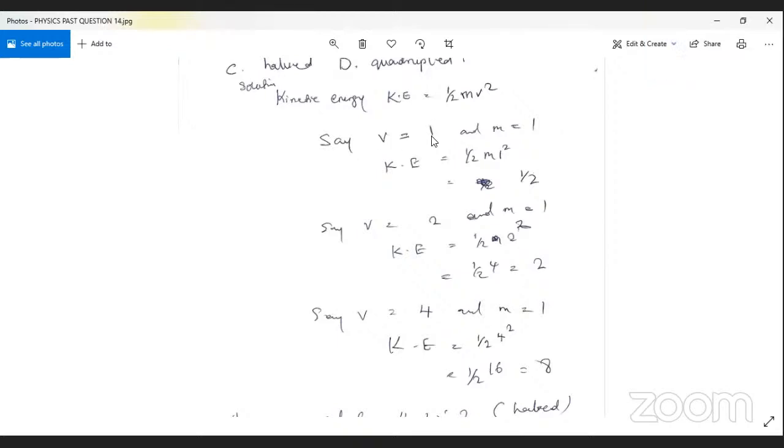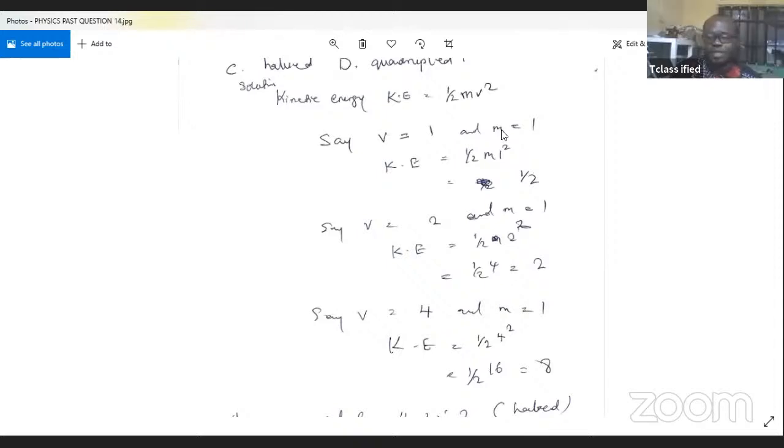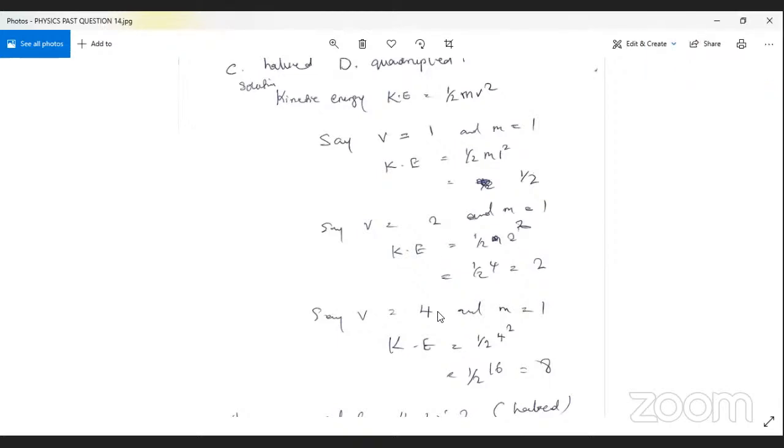So if you assume the speed to be 1, what is the KE? Simply substitute. You're assuming mass to always be equal to 1. So if you substitute, you get half. If you assume the speed to be 2, the mass is 1, substitute, you get KE to be 2. If you assume the speed to be 4, substitute, you get your KE to be 8. So you see, as we go from 4 to 2.